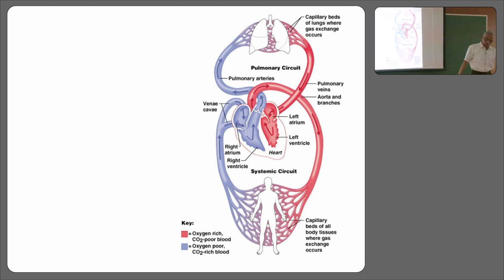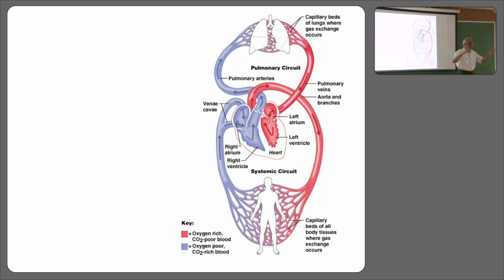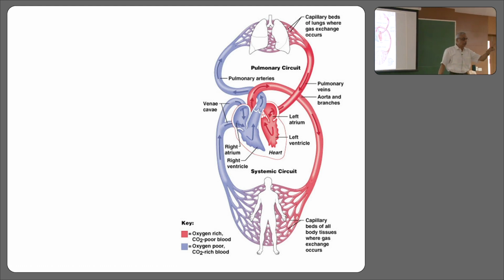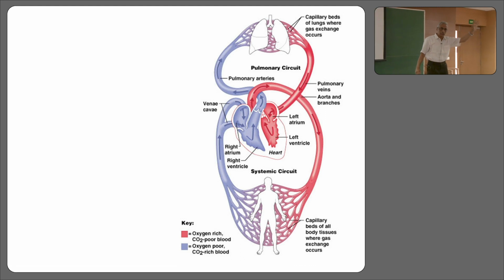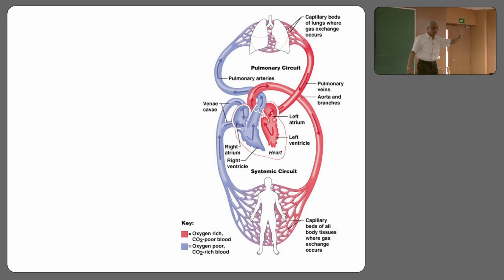Are you okay so far? Good. So the right ventricle generated a certain amount of pressure. What is the aim? The aim is to make sure that the blood reaches the lungs. We are talking about the pulmonary circuit. So it has to develop a certain pressure. How much pressure? Very important. I'll come to that a little later.